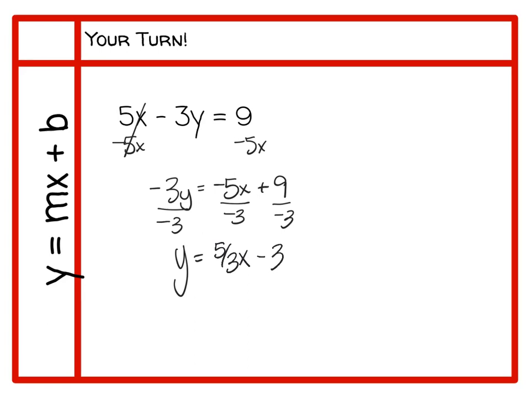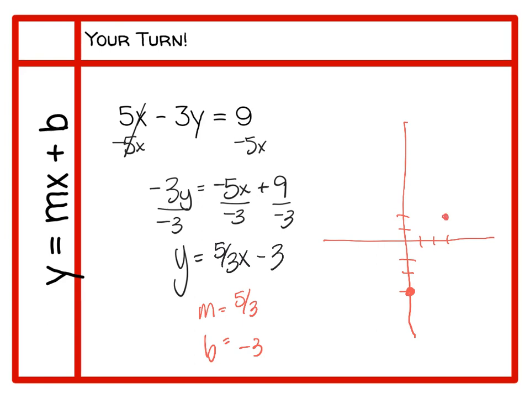Take a second here, identify your slope and your y-intercept. Our slope is the number in front of the x, so that's 5/3. And my constant is my y-intercept, so that's negative 3. Keep in mind, the b is my y-intercept, so negative 3 is my y-intercept. My slope is 5/3. It tells me to rise 5 and run 3. So I'd rise 1, 2, 3, 4, 5 and run 3. There'd be my second point.